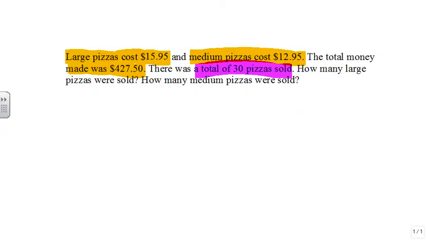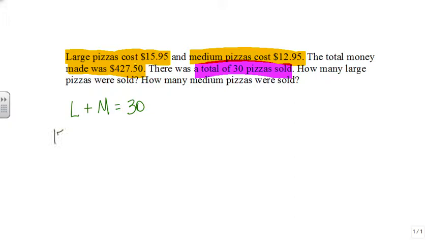All right. So for this one, what we want to do first is set up a system of equations. Now, I know that large and medium were both bought, and there was a total of 30 pizzas that were purchased. So I'm going to set up my equation to look like this. Large plus medium equals 30, since there were a total of 30 pizzas sold and they were both large and medium.